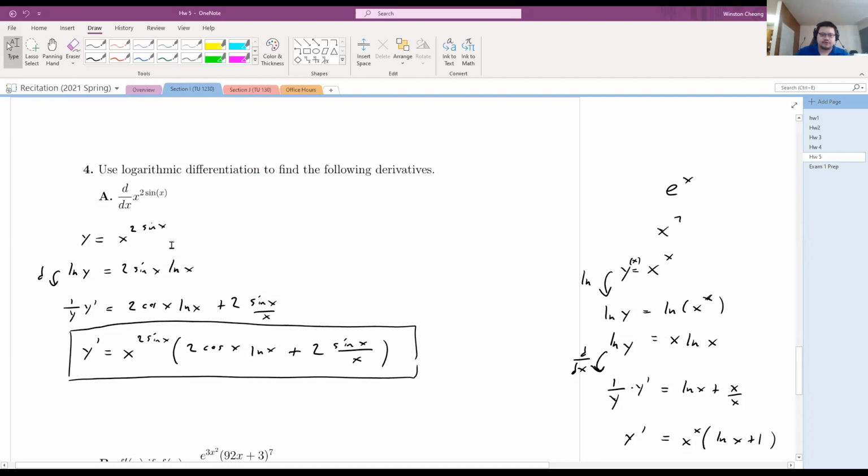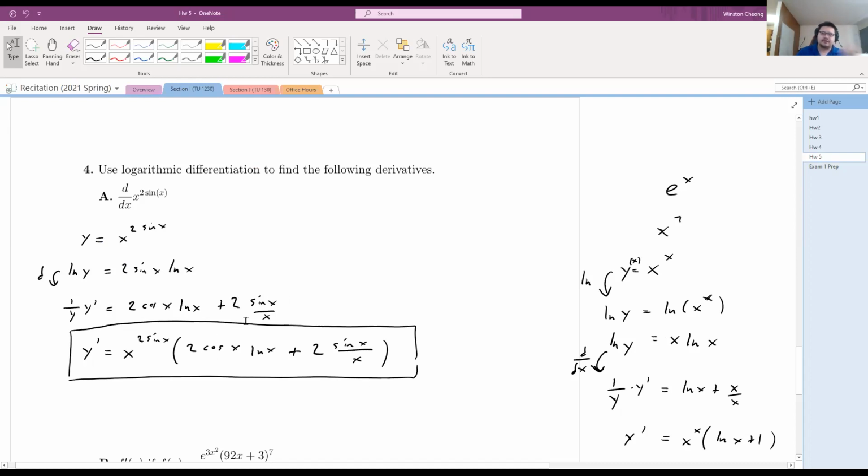So the way that this works is you give the whole function a name. I usually use the name y, and then you take the log of both sides of this equation. So ln of y on this side, and on the other side, the log is going to pop the exponent out. So we have 2 sine x outside, and then we have the ln of x there. And what's nice is that this is just a product rule now. So we are able to differentiate this whole equation. We get this just from product rule.